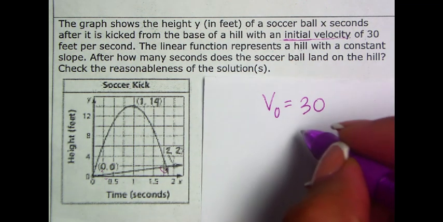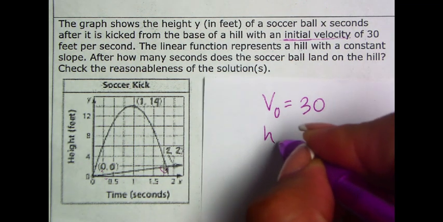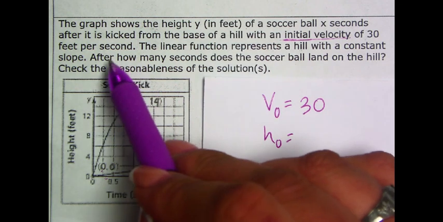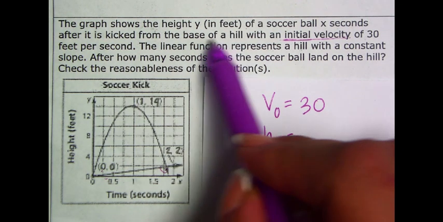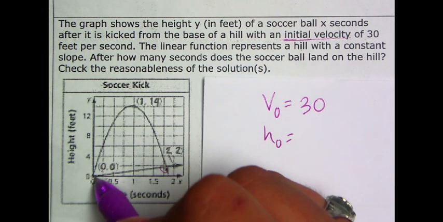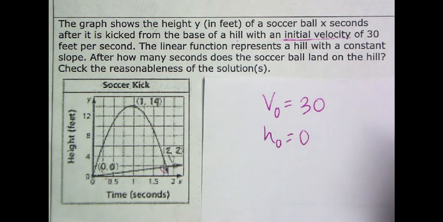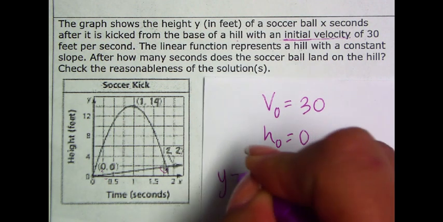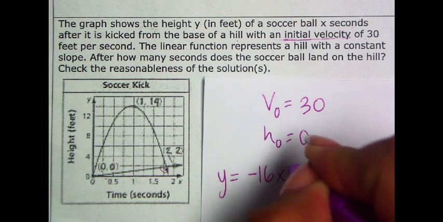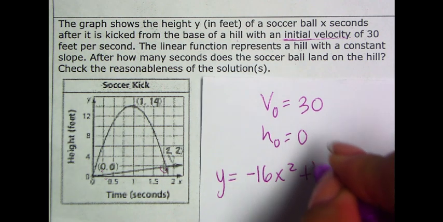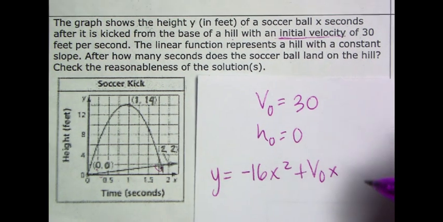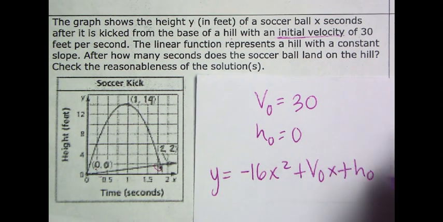Now, when they give you velocity, they most likely give you the initial height as well. The fact that it says it's kicked from the base of a hill means that it's starting at 0. So here in the graph, it's super obvious that it's at 0, which is also keywords there, base of the hill. So that means we're going to use 0 as the initial height. So the equation we're going to use is negative 16x squared plus initial velocity x plus initial height.